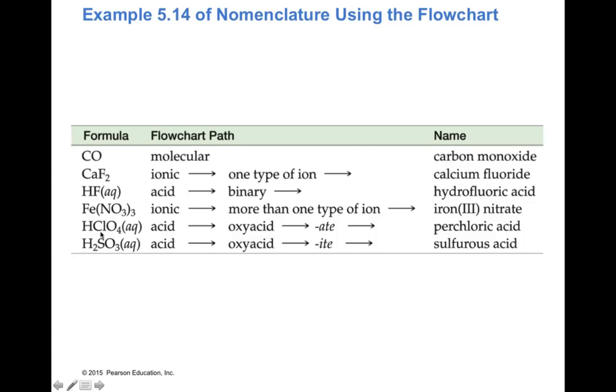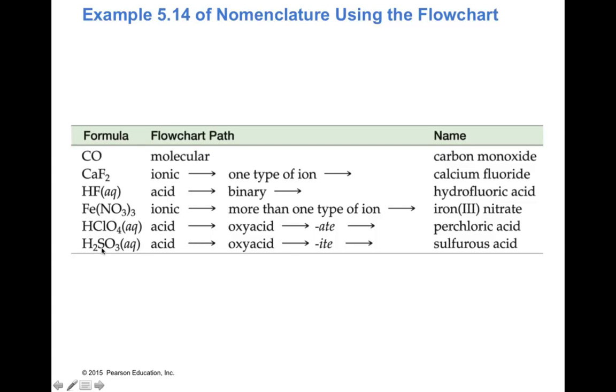Then here we have an acid. We also have the ClO4. This is an oxyacid. This one is perchlorate. So instead of ATE, we're going to use IC. So this is perchlorate, and the acid is perchloric acid. Because as an oxyanion it's perchlorate, but as an acid, it's going to be perchloric acid.